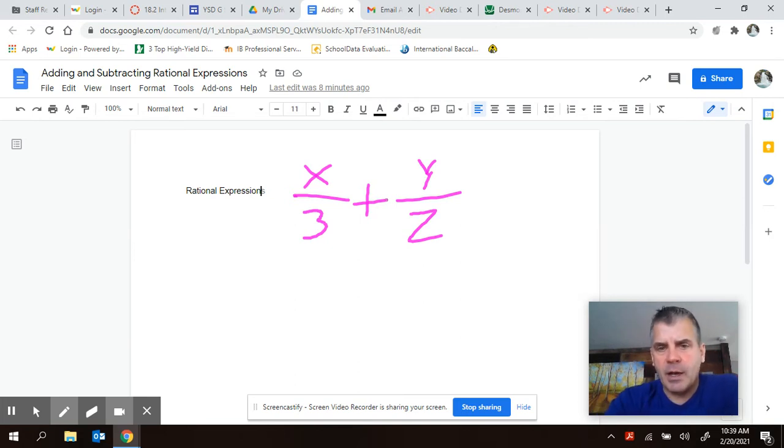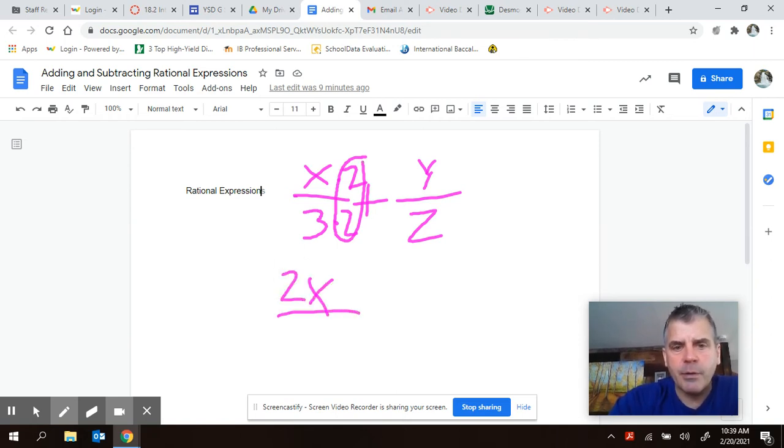For you to get a common denominator of 3z, you have to multiply this first fraction by 1. That's right. Multiply it by 1. z over z is the same thing as multiplying x over 3 times 1. It's not 1 in terms of its look, but in terms of its value, it is. What does that result in? 2x over 3z.